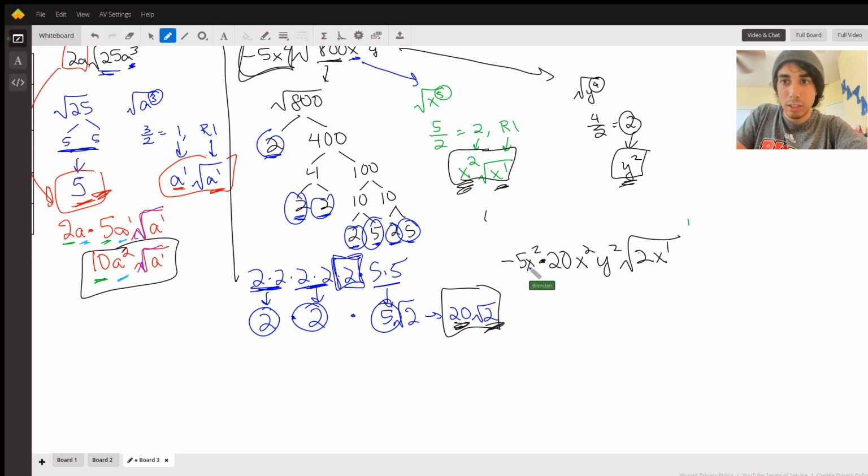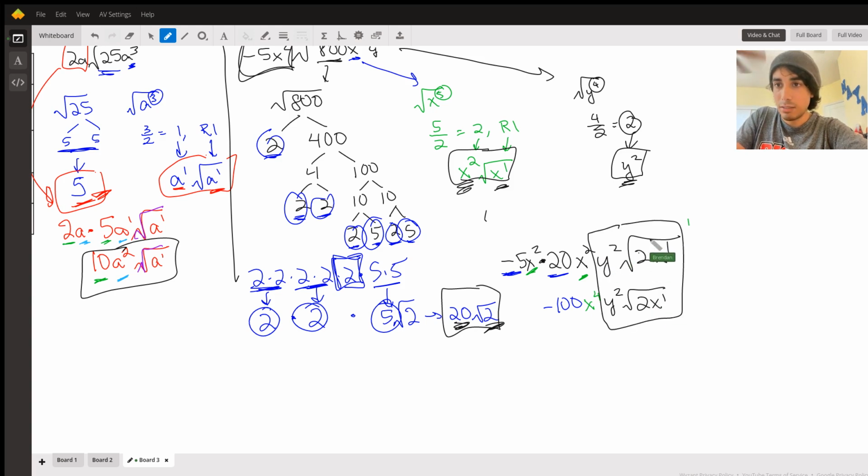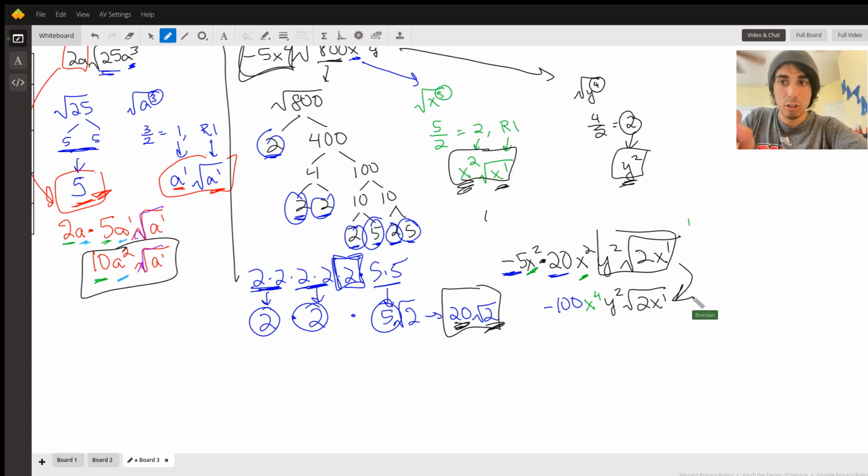So multiply our like terms, right? Negative 5 times 20 makes us negative 100. And then I've got x squared times x squared. Remember, we're adding those exponents when you multiply. So 2 plus 2 gives us x to the 4th. And then nothing else is changed: y squared, root 2x to the 1. Notice that none of this changed when we brought it down here. That was just a straight copy. We're just multiplying the numbers and multiplying the letters on the outside.